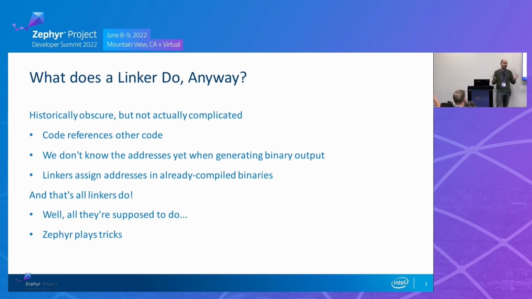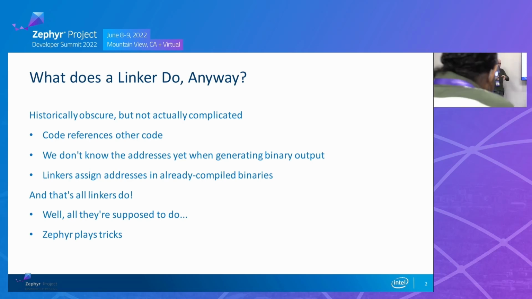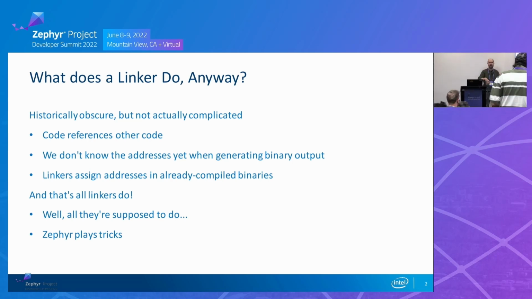It is, again, sort of obscure, a little weird. Most tool chains, especially on real systems that aren't Zephyr, do a really, really good job of hiding the fact that the linker even exists. But it's not really that complicated. The fundamental problem is compilers work on small bits of code. You've got a C file, a single function, and you're generating a little bit of code, and it's got to reference other code. It's got to call another function somewhere, load a variable or whatever.